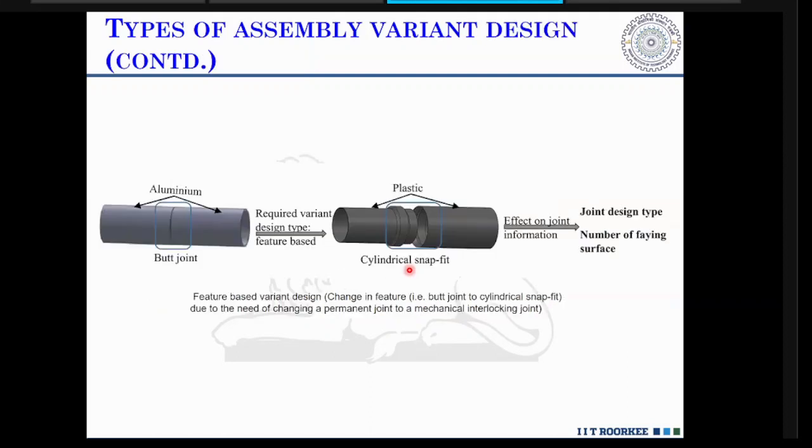Similarly, if you see here, feature-based design. So basically a change in features. Earlier you have a board joint, and it changes from board joint to cylindrical snap fits, due to the need of changing a permanent joint to a mechanical interlocking joint. So some issues, and that's why this is a feature-based design.